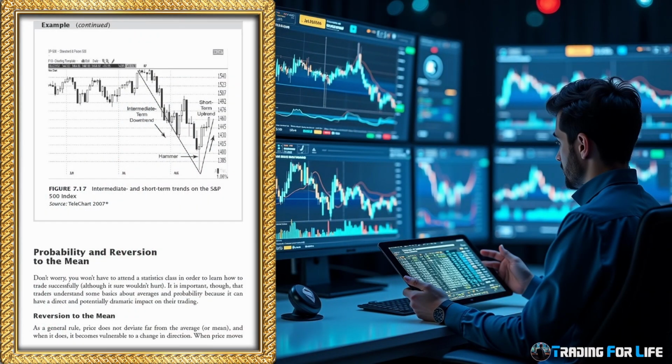Probability and reversion to the mean. Don't worry, you won't have to attend a statistics class in order to learn how to trade successfully, although it sure wouldn't hurt. It is important, though, that traders understand some basics about averages and probability, because it can have a direct and potentially dramatic impact on their trading.